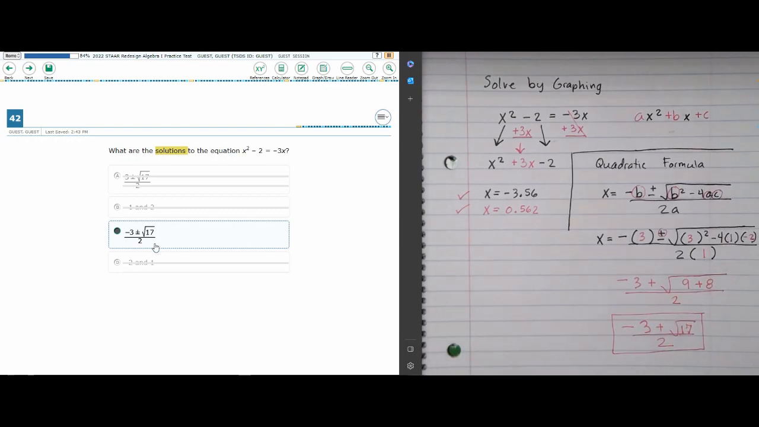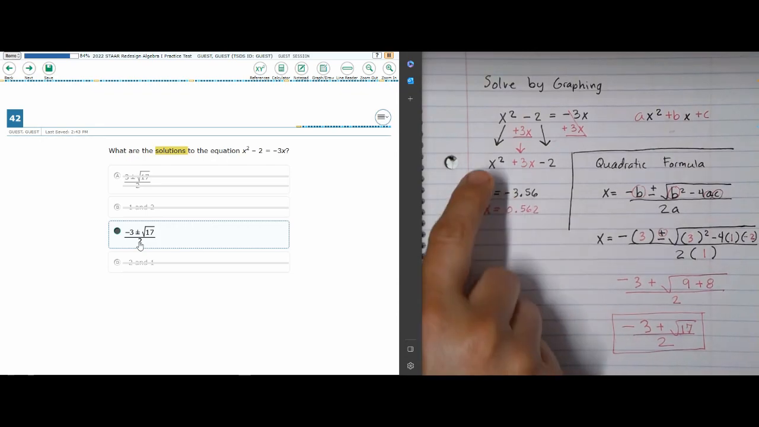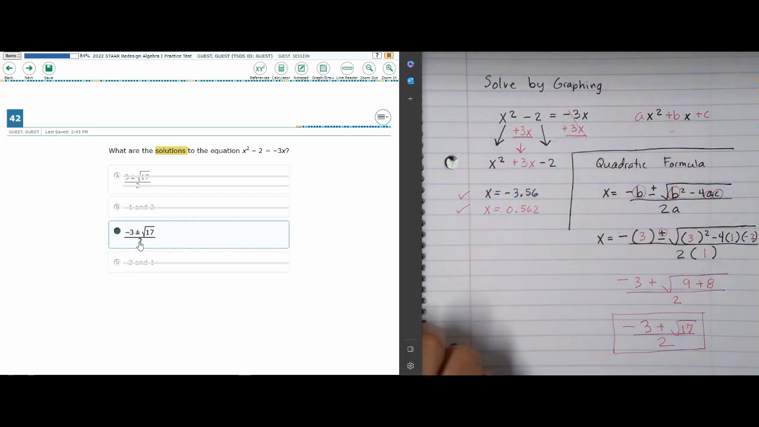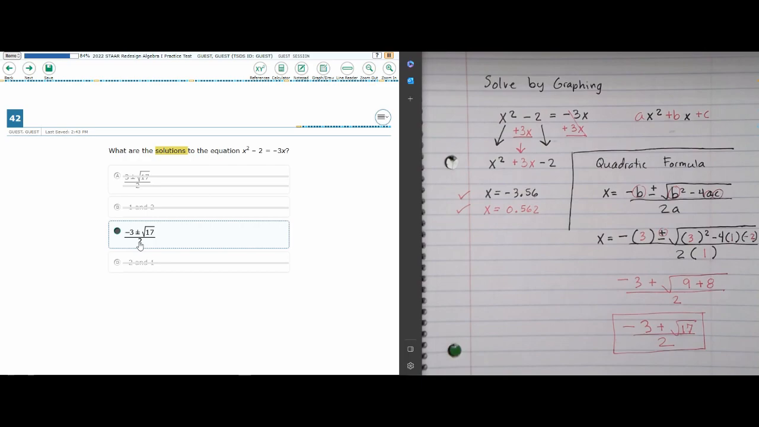And this would have let me know that this negative 3 plus square root of 17 over 2 is the correct answer. So again, this is doing it by hand, right? But we could also do it with a calculator. And we could also do it by just simply taking this and graphing it and finding our zeros. Or you could use the complete the square method. Use the one that you feel you're most comfortable with, that you felt was easiest in this video. And go ahead, pause the video now that you know the correct answer, and move on to problem number 43.